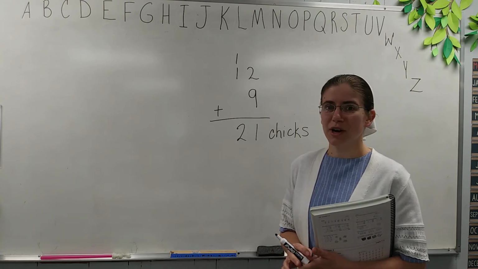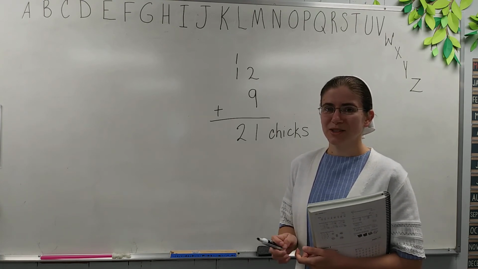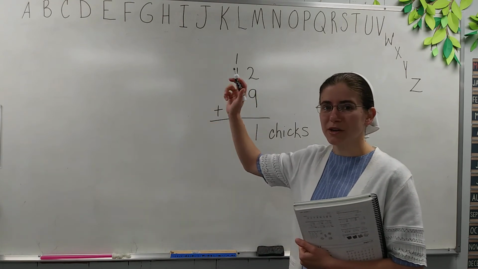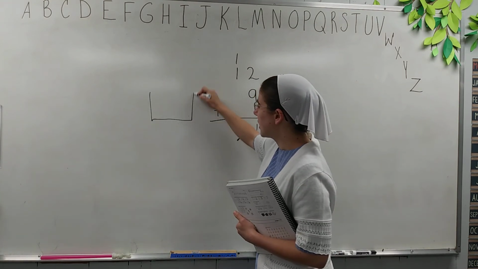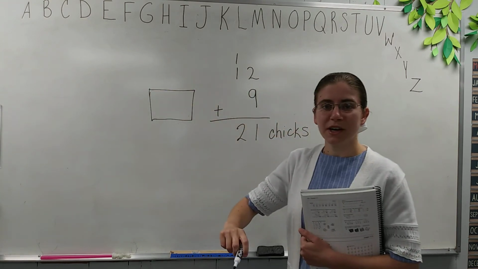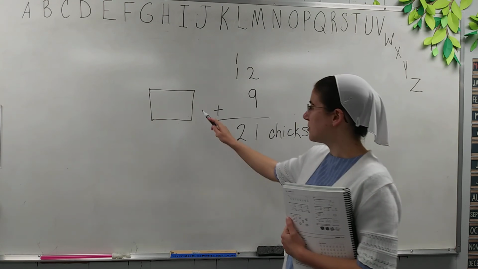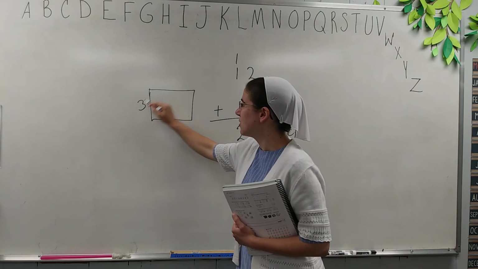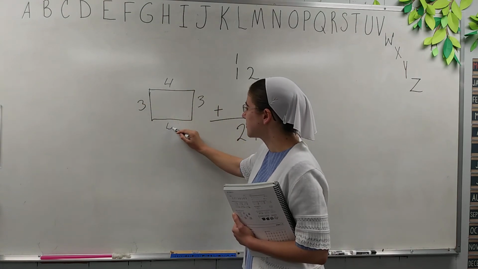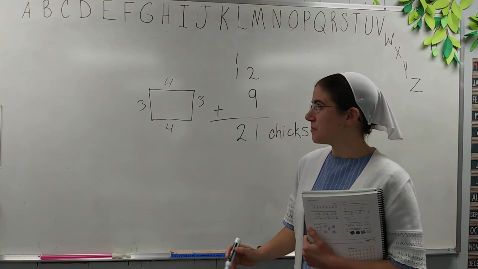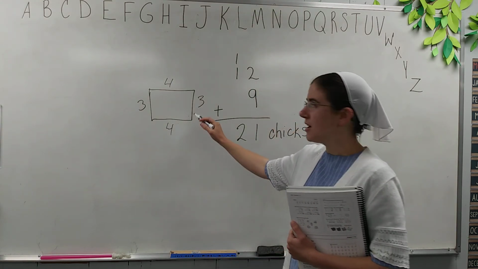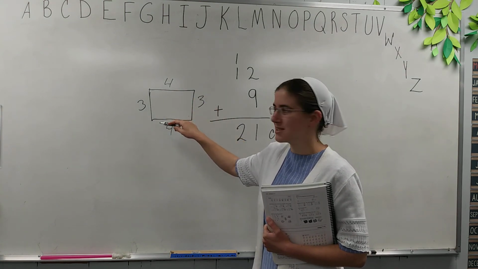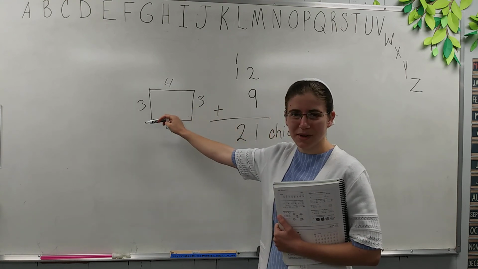And one more thing, does anyone remember what the perimeter is? If I'm going to find a perimeter, what does that mean? So perimeter is the distance all the way around an object, all the way around a polygon. So if I want to find the perimeter of my rectangle, let's say there's a 3 over here, and a 4, and a 3, and a 4. I need to add all the sides together, and then that will help me find the distance all the way around my rectangle.